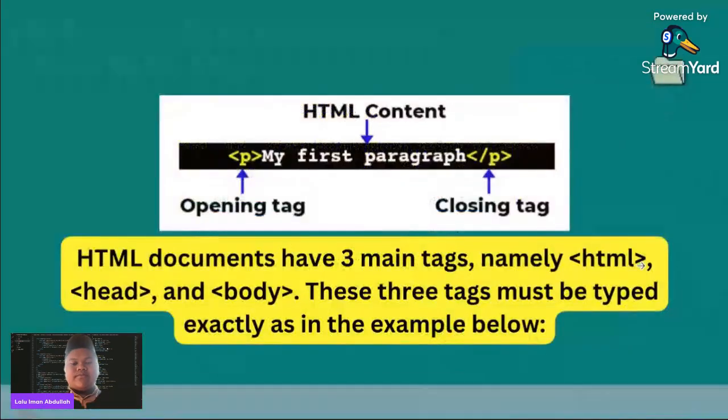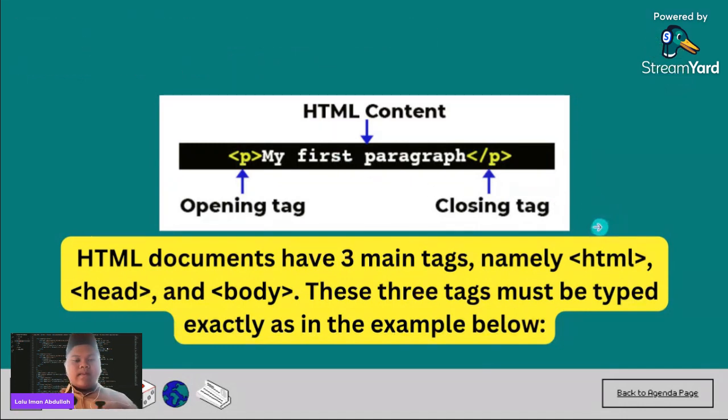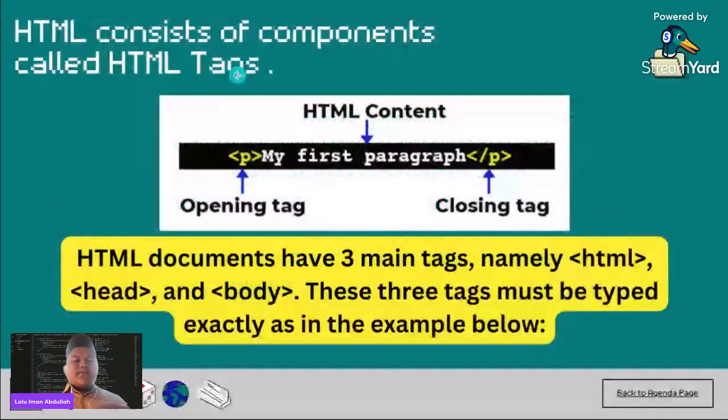Next stuff. HTML consists of components called HTML tags. HTML documents have three main tags, namely html, head, and body. These three tags must be typed exactly as in the example below. For example, the tag P stands for paragraph. So if you want to make a paragraph or a text, you can use P. If you want to make a title, you can use heading 1, H1. So the text must have this, and then the closing tag has to use a slash.